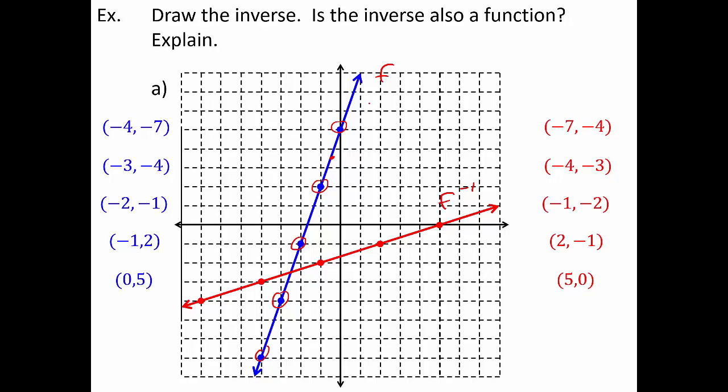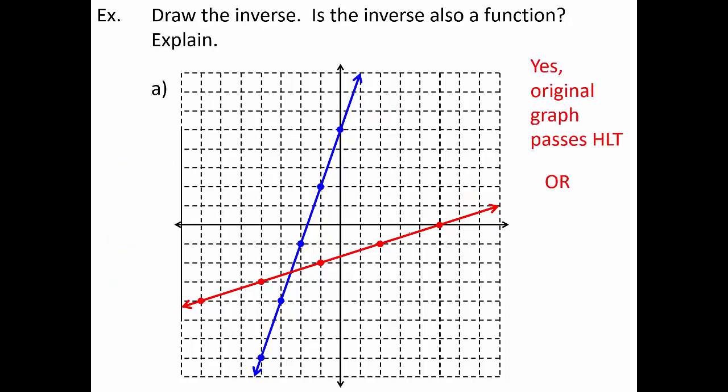Remember, I could apply the horizontal line test to the original graph to answer the question, is the inverse a function? So applying the horizontal line test to the original function would have told me, yes, the inverse is a function, or applying the vertical line test to the inverse directly would have told me that the inverse is a function. So either one of those answers would have answered the question. So I could say original passes the horizontal line test, or I could say inverse passes the vertical line test. Either one answers the question there.